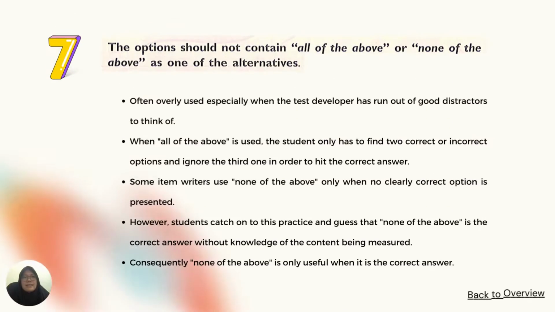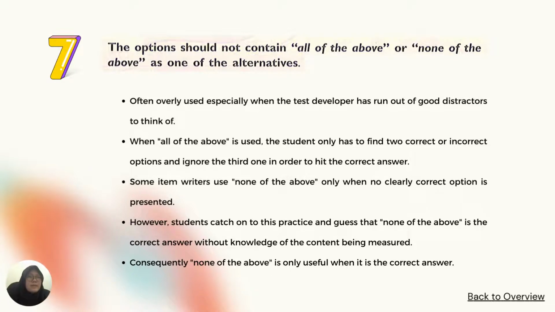And the seventh guideline, the options should not contain all of the above or none of the above as one of the alternatives, because these phrases usually appear in multiple choice tests and are often overused, especially when the test developer has run out of good distractors to think of. That's why they come up with all of the above. And when all of the above is used, the student only has to find two correct or incorrect options and ignore the third one in order to hit the correct answer.